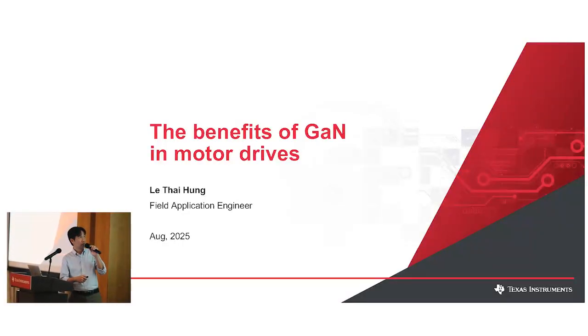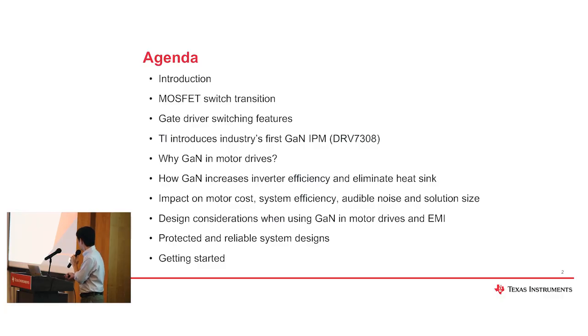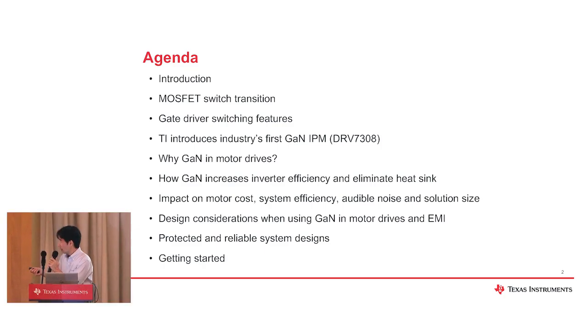The title is the benefits of GaN in a motor drive, but actually we will introduce to you and discuss with you the TI first industrial GaN IPM, the industrial intelligent power module, DRV7308, and we will highlight the advantage of the product over the conventional IPM.